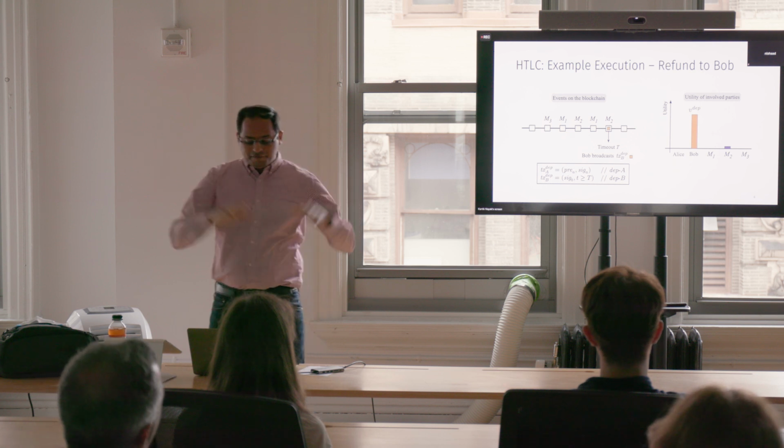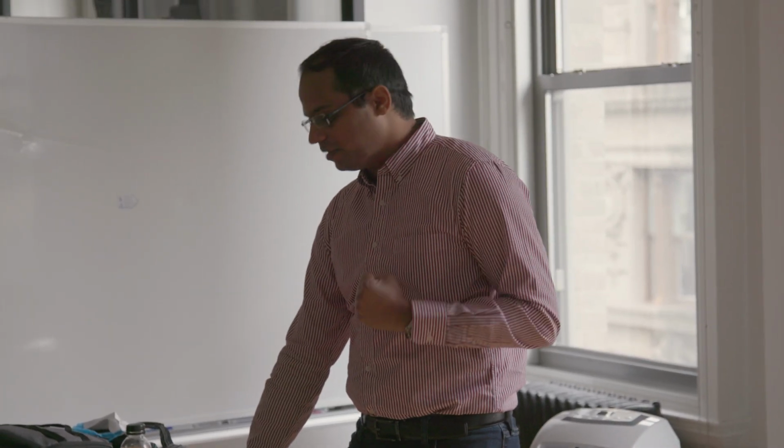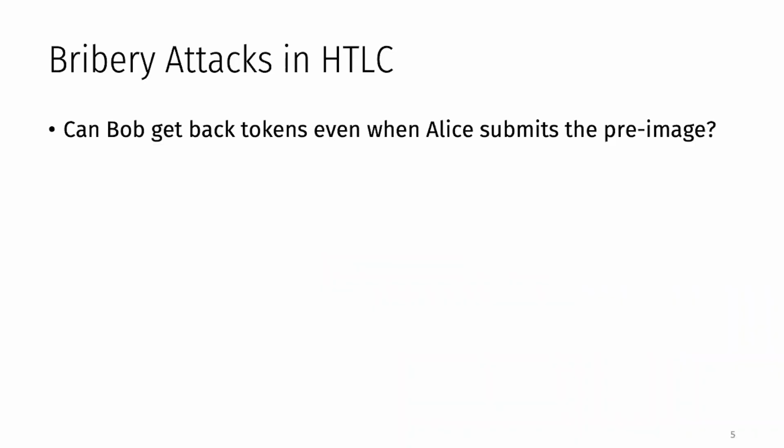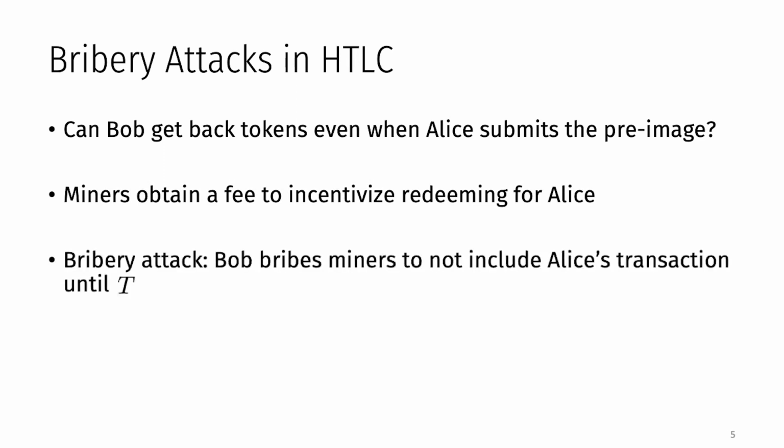All right. So if parties are honest, life is good, right? But if Bob is rational and if miners are rational, perhaps something else can happen. So perhaps Bob can get back all of these tokens even when Alice is presenting pre-A to the chain. So if you're thinking of this from the miner's perspective, they are receiving some sort of a transaction fee for putting in TXDEP. If somehow Bob can incentivize the miners, if Bob can bribe them to not put Alice's transaction, to censor Alice's transaction, at that point, he can get all of the refund. So he needs to censor until this time T.